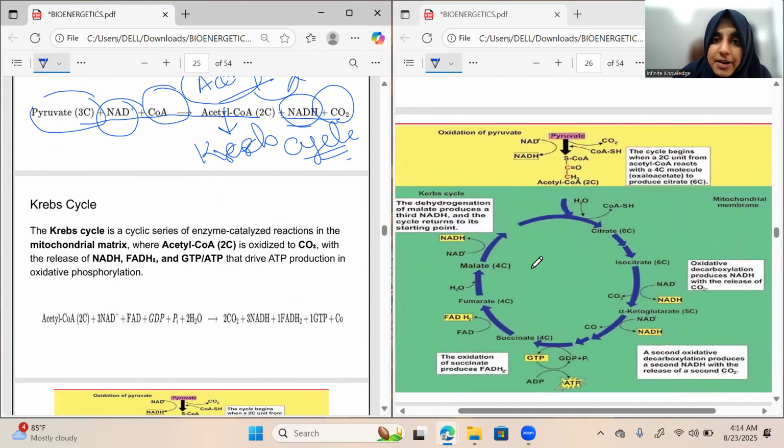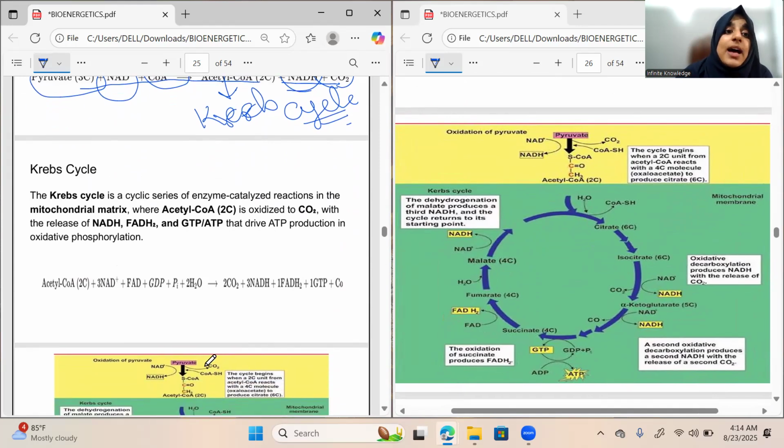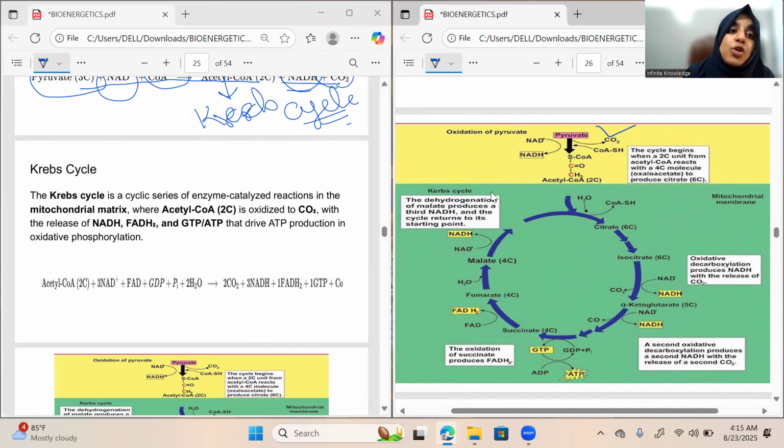Now let's keep our diagram over here and I'm going to explain it to you together. Now Krebs cycle is a cyclic series of enzyme catalyzed reactions in the mitochondrial matrix. So the link reaction, where pyruvate is being converted into acetyl CoA, occurs in the mitochondrial matrix as well. And this Krebs cycle also occurs in the mitochondria.